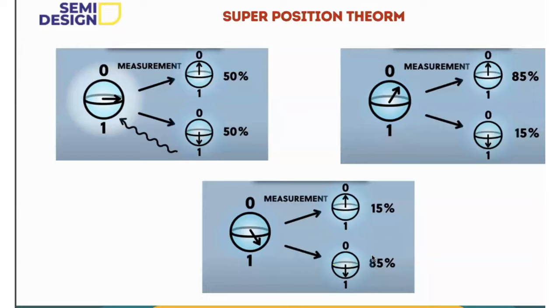the most chance would be at 0. For 0, 85%, and for 1, 15%. So it will store the data at 0, qubit 0. Like the third, the most chance is at 1, 85% chance on the one side, so it would store a 1 bit of data. Like that, by using the spin property of the electron, we are storing the data in quantum computing, using quantum mechanics properties.